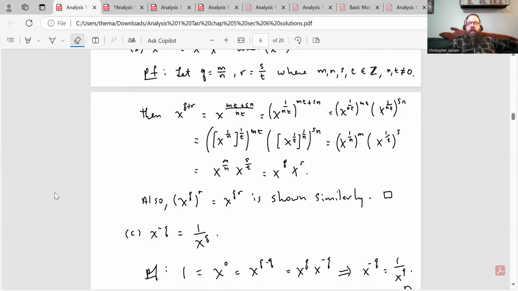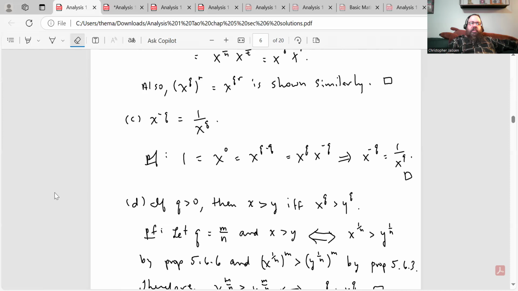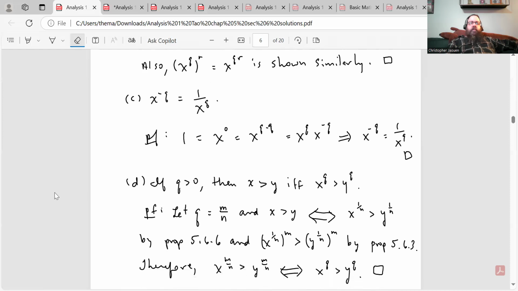I just didn't feel like writing it out. All right, part C says x to the minus q equals 1 over x to the q. And here's the proof. It's one line. So 1 equals x to the 0, which is x to the q minus q, which is x to the q times x to the minus q, which implies that x to the minus q is the multiplicative inverse of x to the q, or in other words, x to the minus q is 1 over x to the q.